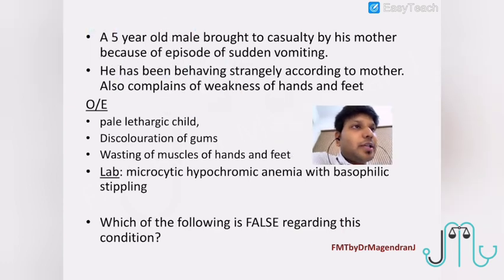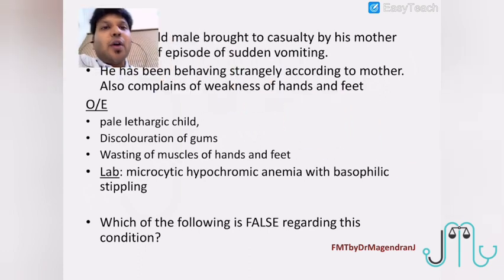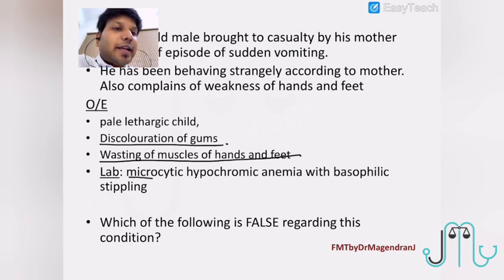A 5-year-old male is brought to the casualty by his mother because of an episode of sudden vomiting. He has been behaving strangely according to his mother, also complaining of weakness of the hands and feet. On examination, we can see a pale lethargic child, discoloration of the gums noted, wasting of the muscles of the hands and feet, microcytic hypochromic anemia with basophilic stippling.